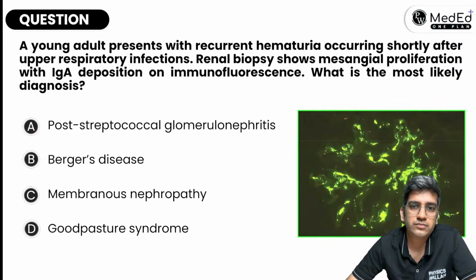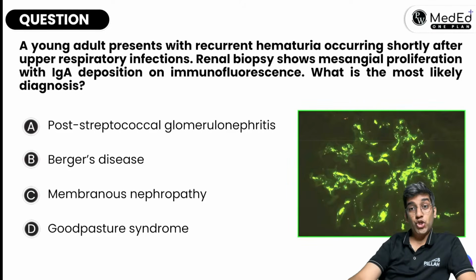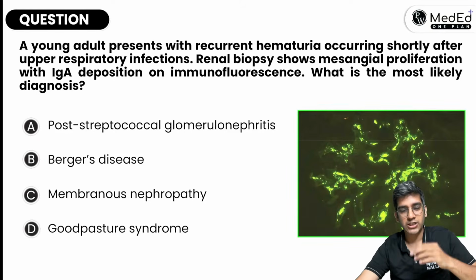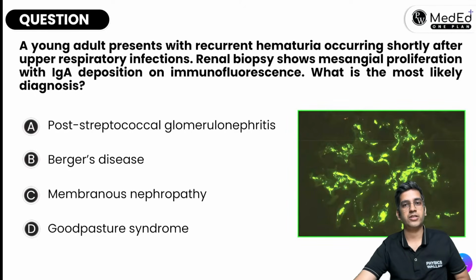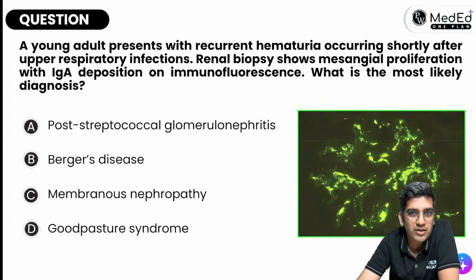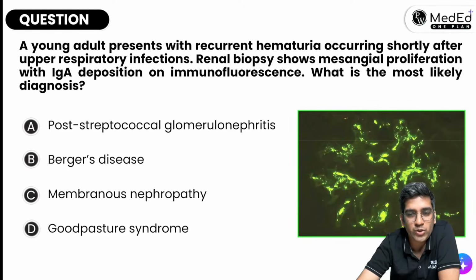What's the right answer? Young adult with recurrent hematuria shortly after respiratory infection. I told you twice in the same class about this. Spartan, if you're there, let's see if you can solve this. Renal biopsy shows proliferation with IgA deposition on immunofluorescence. There's IgA deposit here. What's the likely diagnosis? Can anyone tell me the diagnosis? Everything is there here.